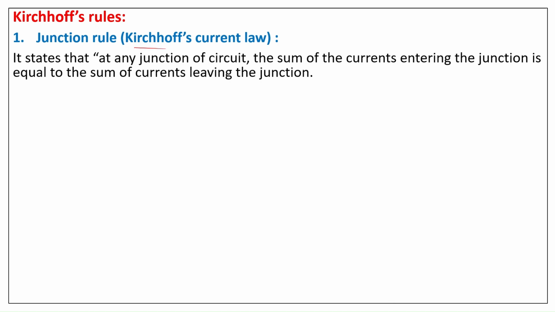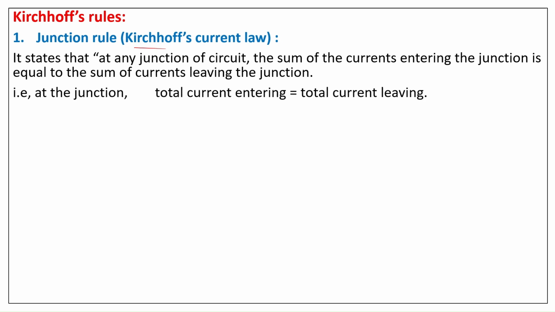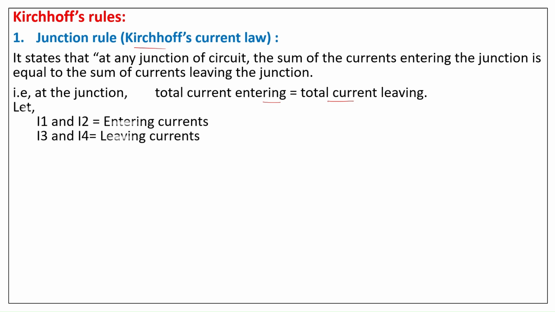Next, Kirchhoff's rules. 1. Junction rule or Kirchhoff's current law. It states that, at any junction of a circuit, the sum of the currents entering the junction is equal to the sum of currents leaving the junction. That is, at the junction, total current entering is equal to total current leaving.